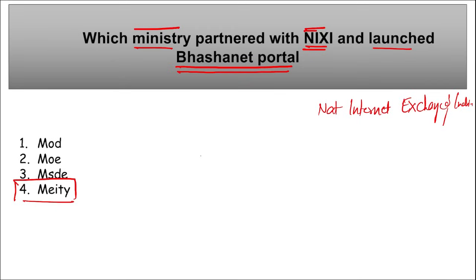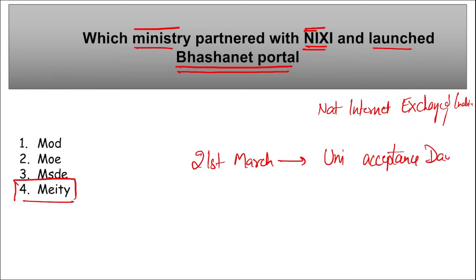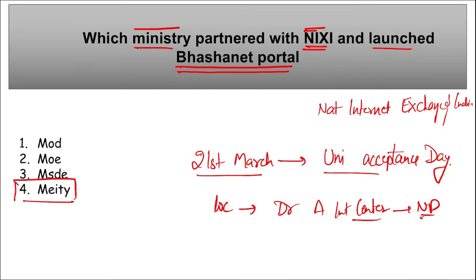This portal was launched during the Universal Acceptance Day event, and this event was held on 21st of March. On this day we observed Universal Acceptance Day. It was held on 21st of March. If the location can be asked, where was this Universal Acceptance Day event held? It was held at Dr. Ambedkar International Center. And where is this? It is in New Delhi.